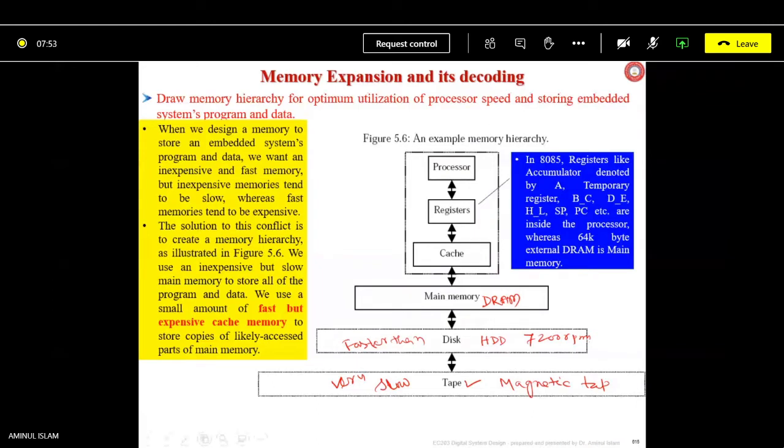Pratham is there? Yes, sir. So we have discussed or not DRAM? Yes, sir, we have discussed.